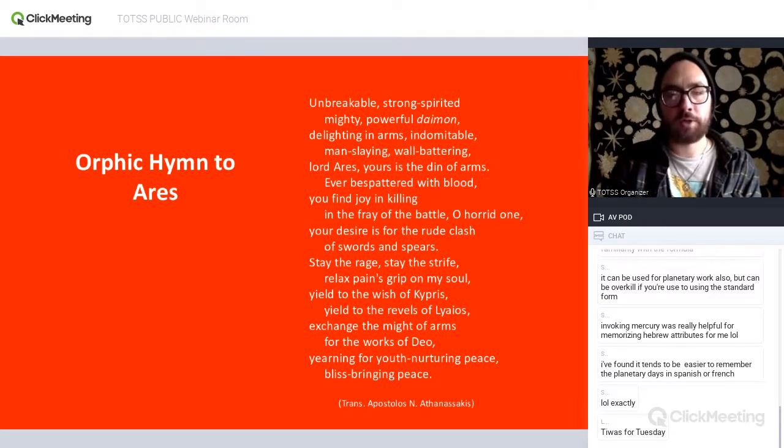The Orphic hymn to Aries is interesting. You're praising him as ever bespattered with blood. You find joy in killing in the fray of the battle, O horrid one. Your desire is for the rude clash of swords and spears. So you're praising him for his warlike and violent tendencies. But then what you're actually calling on him to do is you're saying, stay the rage, stay the strife, relax pain's grip on my soul. You're praising him for his powers, but then asking him to go easy on you, essentially, to chill out a little bit. Just an interesting way that's approached there.